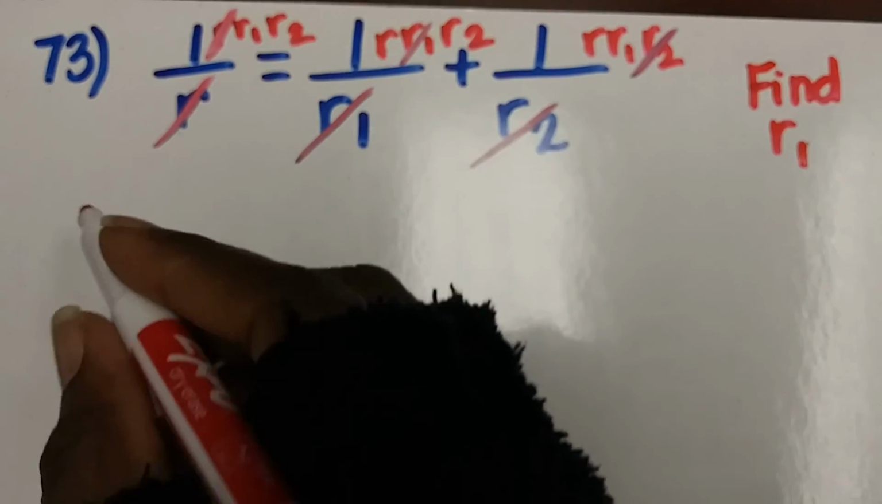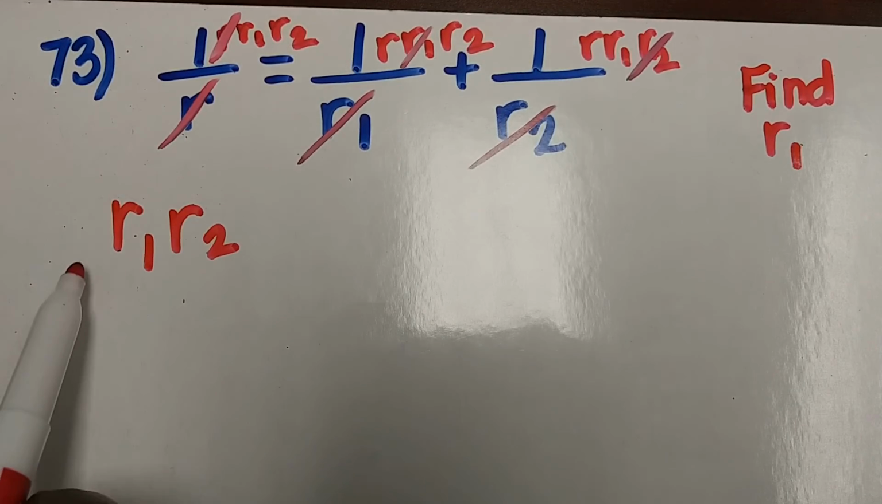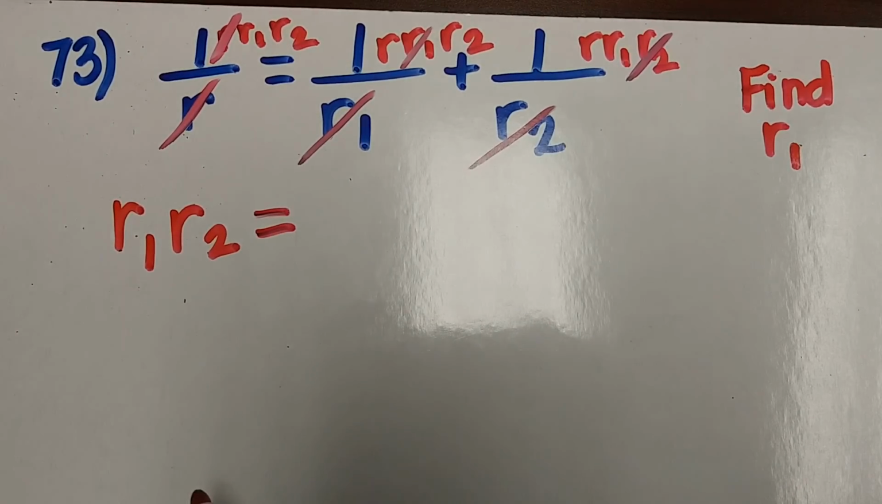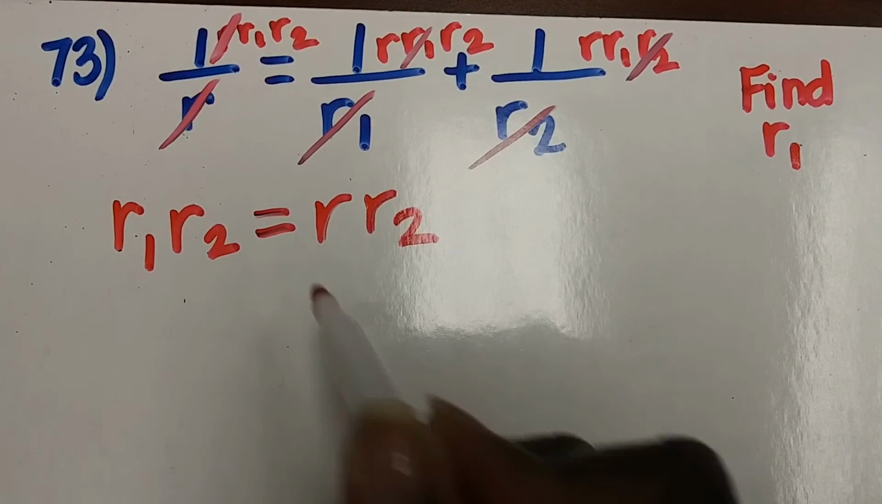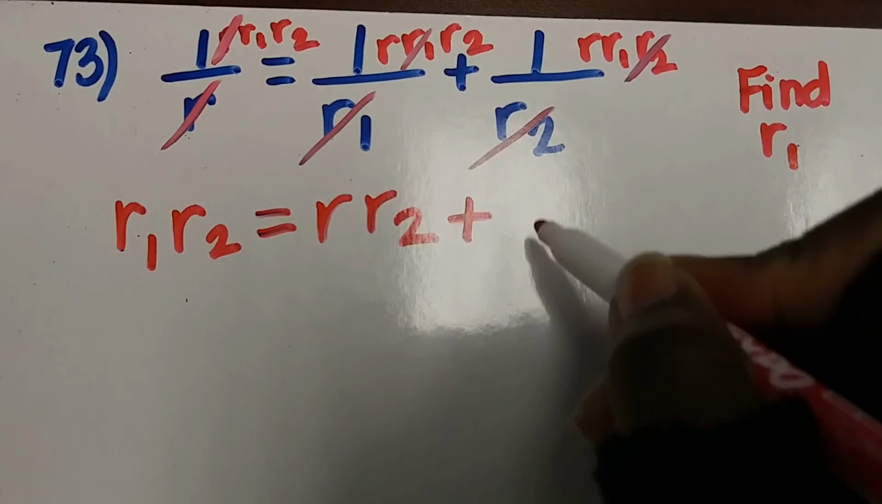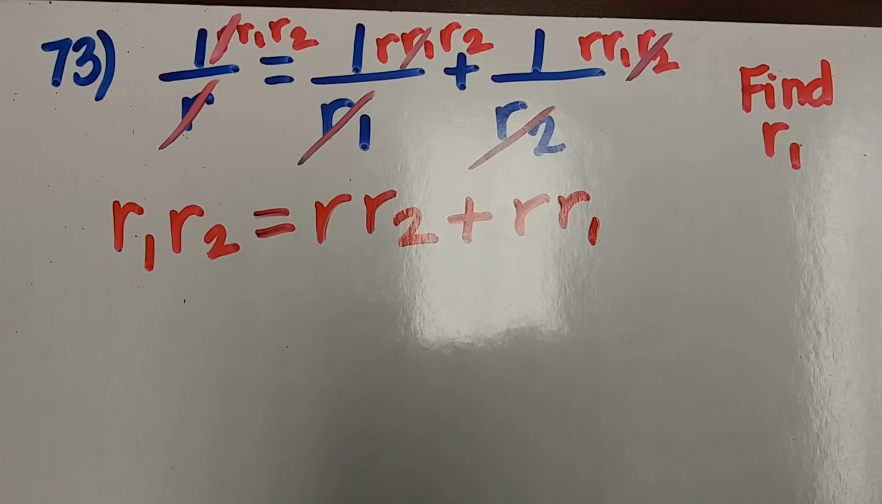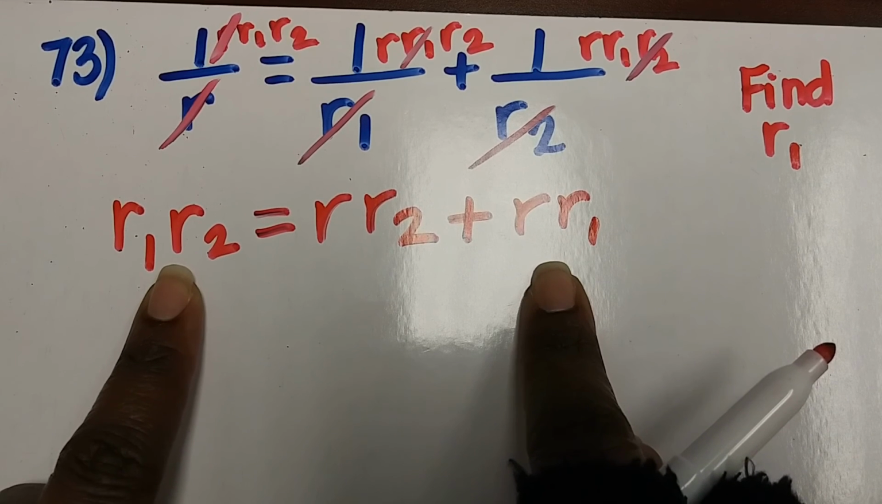In the first part, I have R1, R2, understood to be positive 1, equals R, R2, understood to be positive 1, plus R, R1, understood to be positive 1 there. So do not write the 1 because it's understood to be a positive 1 as your coefficient. I'm trying to solve for R1. I see R1 in 2 places. Get them to one side of the equation.